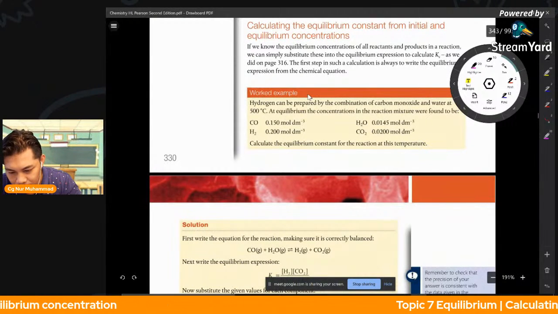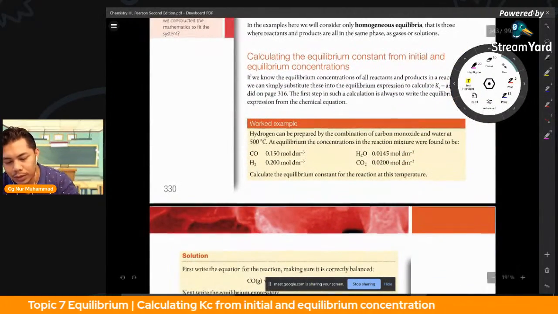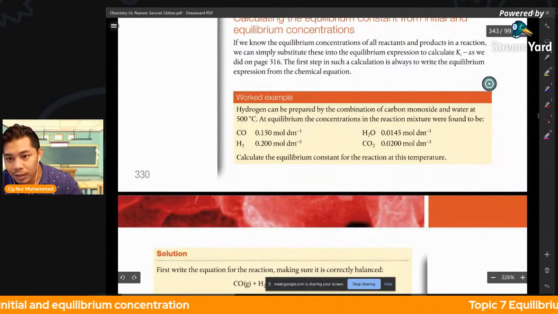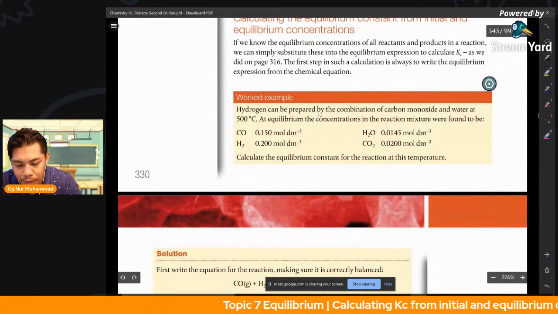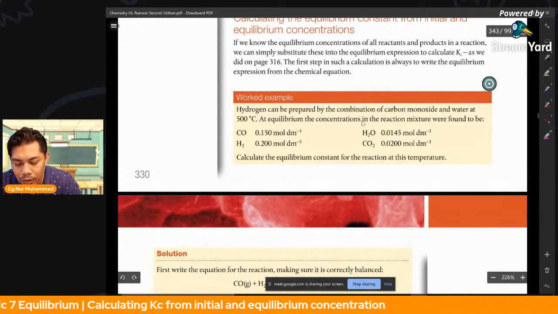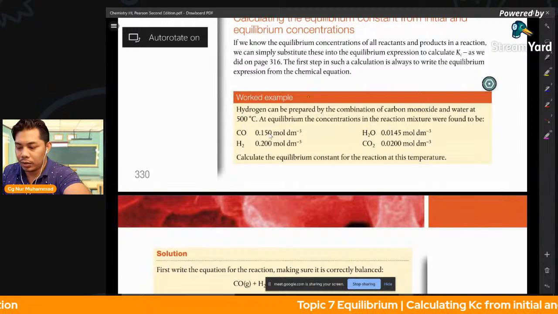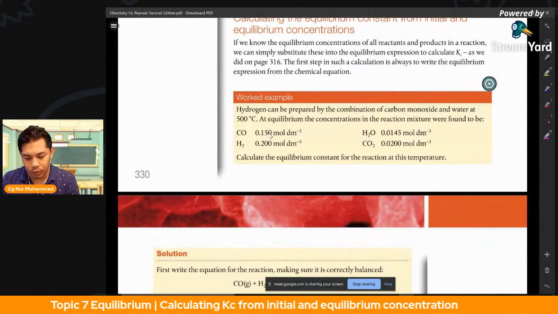Okay, so kat sini saya akan calculate equilibrium constant. Saya akan ambil satu contoh yang pertama lah kelas. Nampak tak yang ni? Okay kelas, nampak apa yang saya tunjuk? Okay, example lah, hydrogen can be prepared by the combination of carbon monoxide and water. At equilibrium, the concentrations in the reaction mixture were found to be, so you are given the concentration lah.